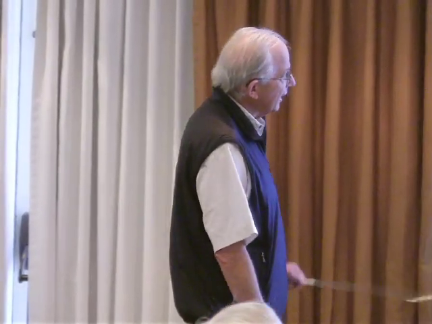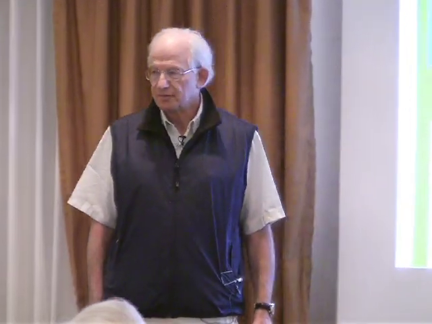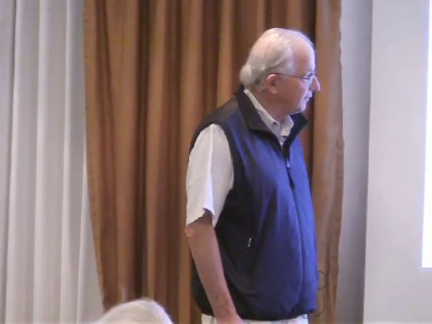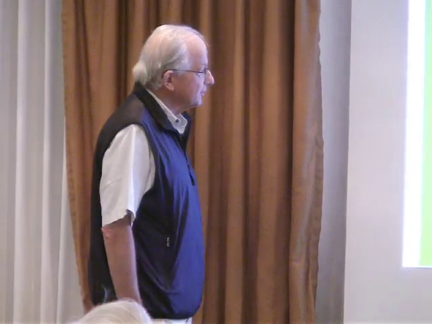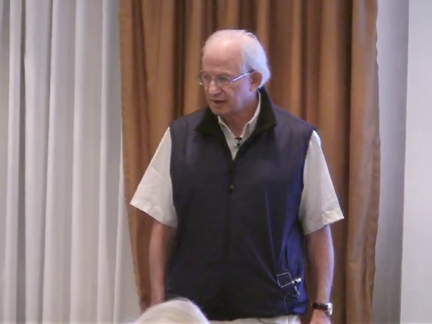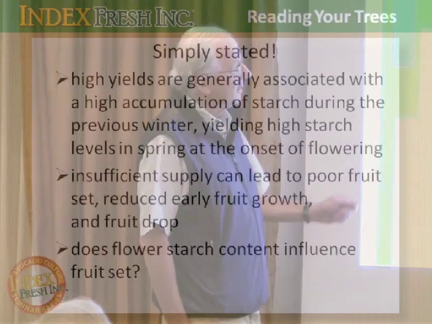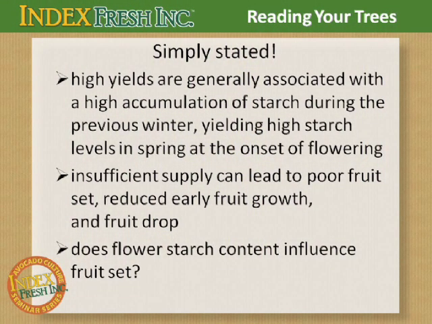So, this comes from a thesis for a Master of Science degree at the University of California, and I've taken two points from it. This was published in the California Avocado Yearbook some time ago, I think in the late 90s. And he says, high yields are generally associated with a high accumulation of starch during the previous winter, yielding high starch levels in spring at the onset of flowering.